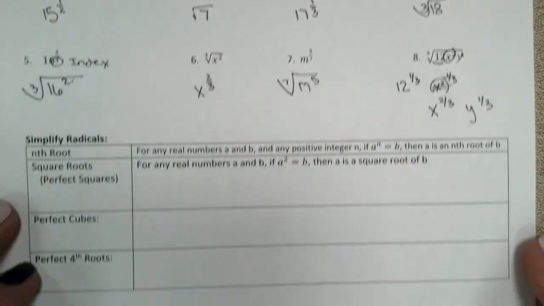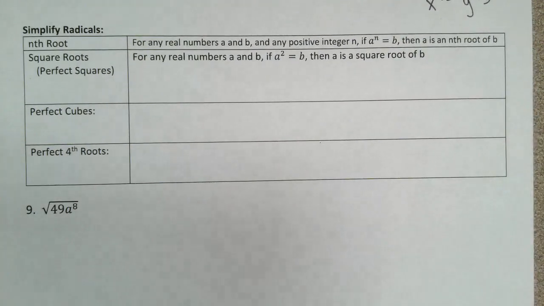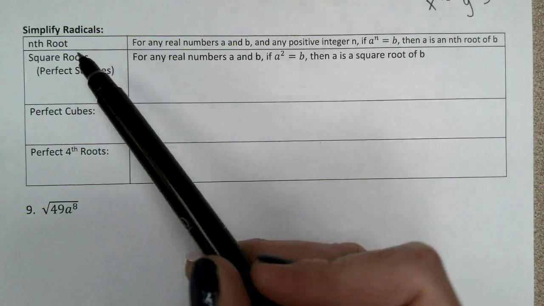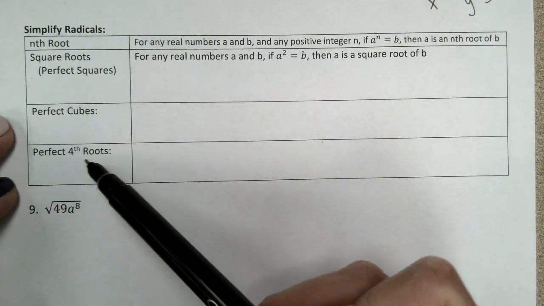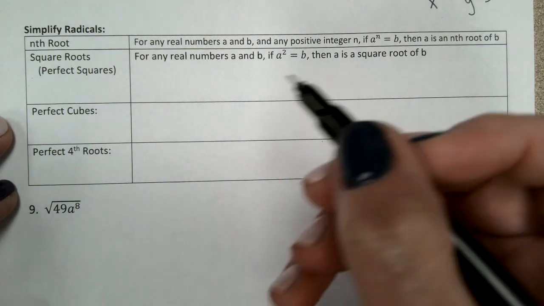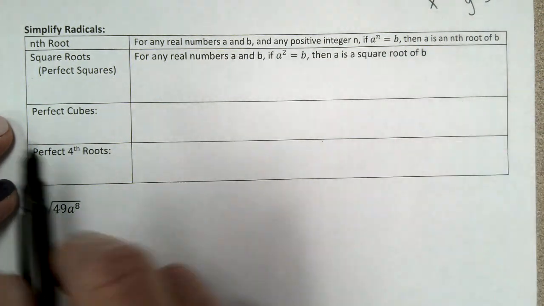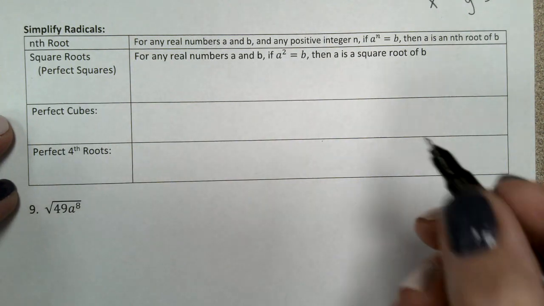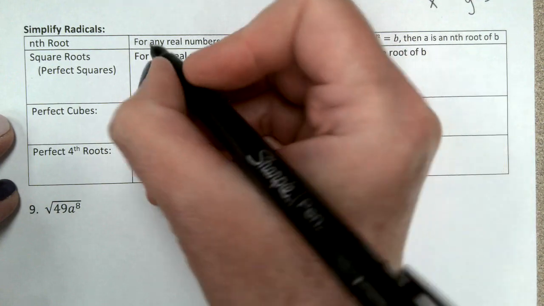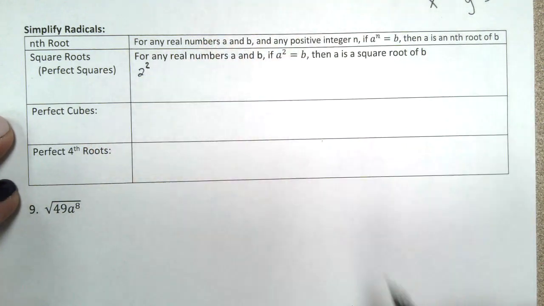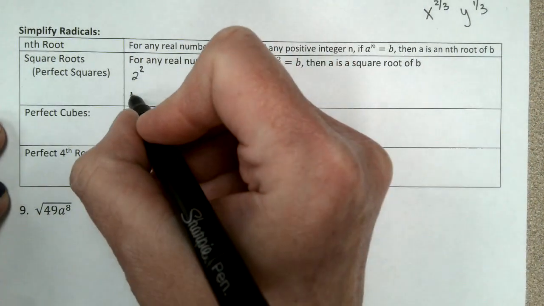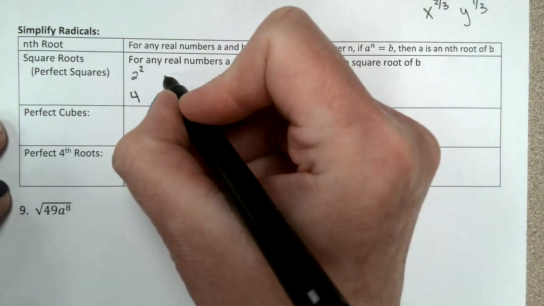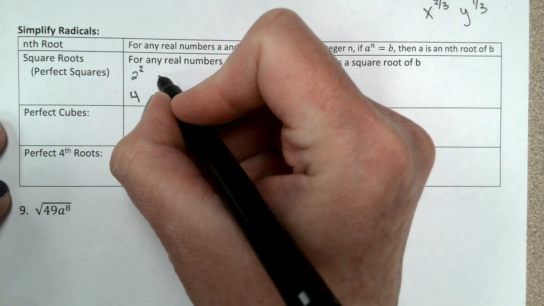So now we're going to learn how to simplify radicals. We're mainly going to be dealing with square roots, cube roots, and 4th roots. It's helpful to know what your perfect squares, cubes, and fourths are when you're simplifying something. If I have 2 to the second power, that would be 4. So 4 is a perfect square. What are my other perfect squares?